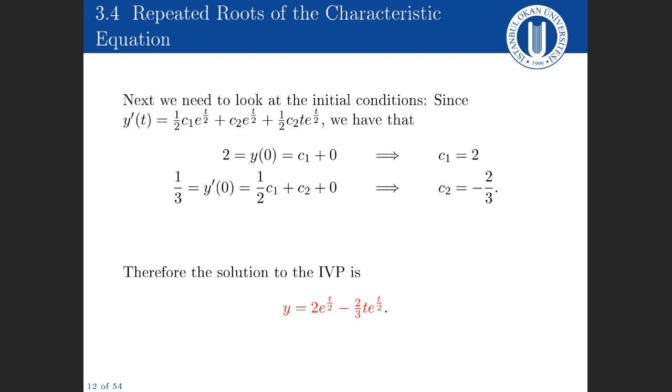And that's the way we solve this problem. That's all we need to do to find that the solution to the initial value problem is 2 e^(t/2) minus 2/3 t e^(t/2).